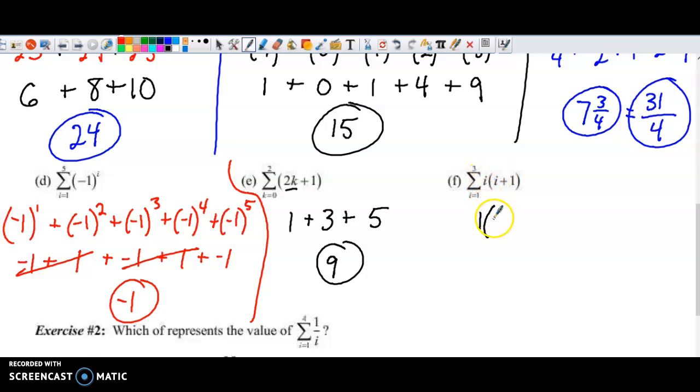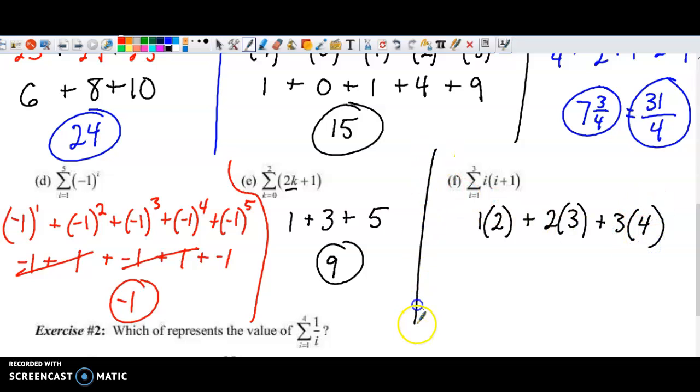I guess we were just having the point that you can have multiple i's. And then plug in 2. 2 plus 1 is 3. And then plug in 3 for i. 3 plus 1 is 4. So we're looking at 2 plus 6 plus 12, which I believe comes out to exactly 20.